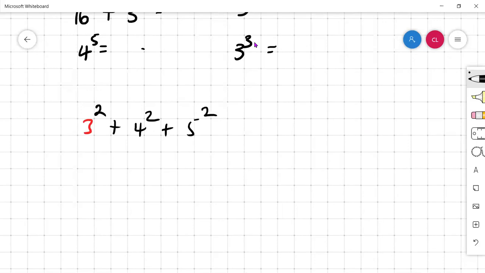All right, let's work this out now. So 3 squared would be what? 9. So it's 9 plus what? 9 plus 16, plus 25. So somebody work that out and let us know what's going on.